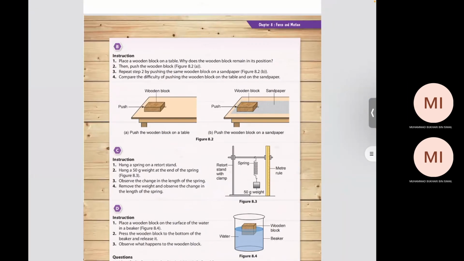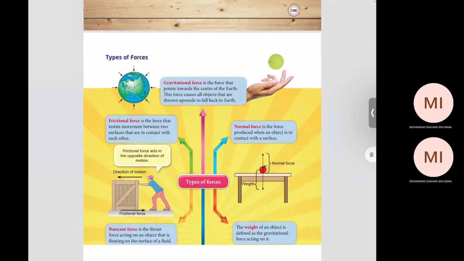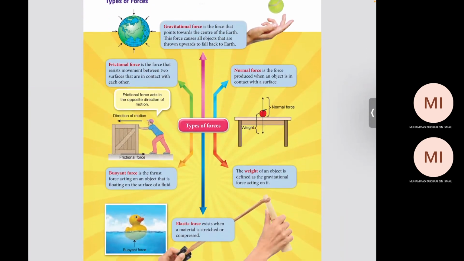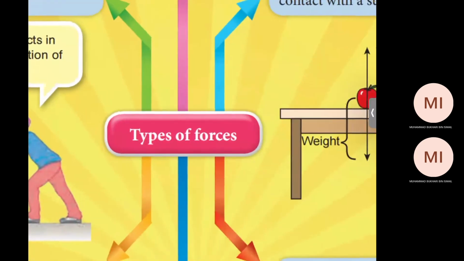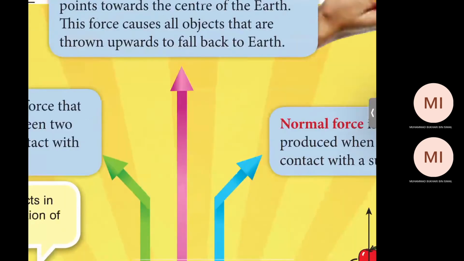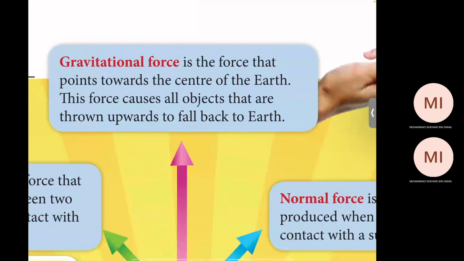Okay, we are going to do this experiment later. But first, we need to learn about force. Okay, types of forces. This is something that you need to know. What is the first one? Gravitational force is the force that points towards the earth. This force causes all objects that are thrown upwards to fall back to earth.